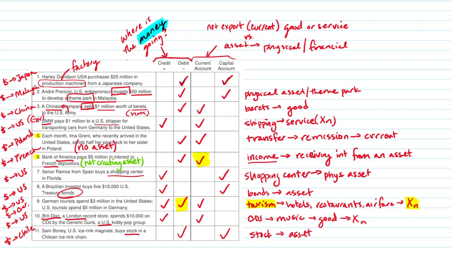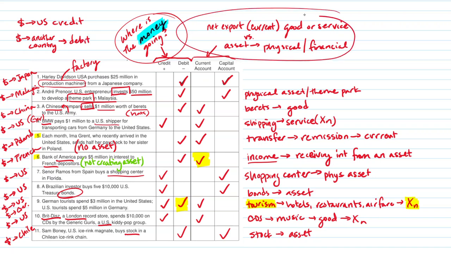Stock is an asset. So one more time, you need to be able to sort first and most easily track where the money is going. Money coming in, money to the US is a credit for the United States. Money to another country is going to be our debit for the United States. And then the side that is a little bit trickier, but equally important, you need to be able to sort between whether we're talking about goods and services net exports, which go on the current account, or assets, both physical and financial, which belong on the capital account.